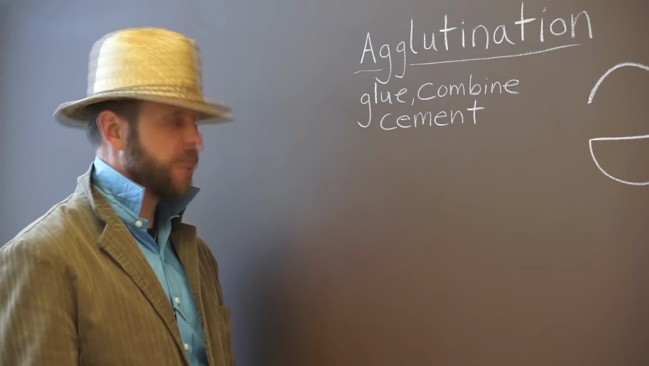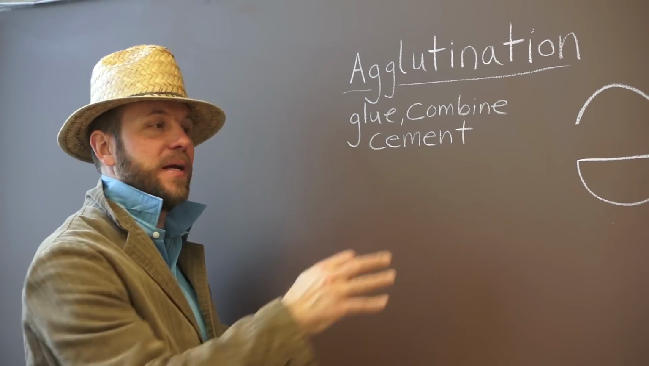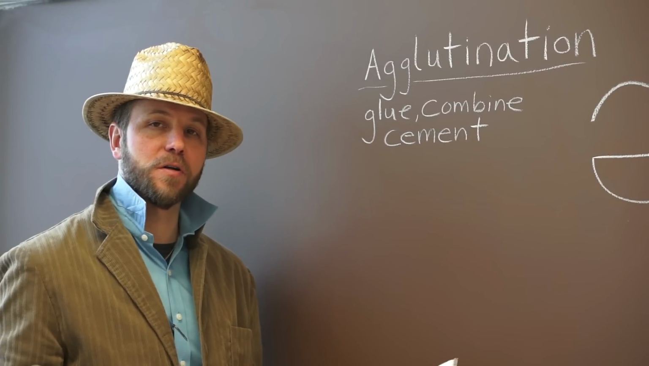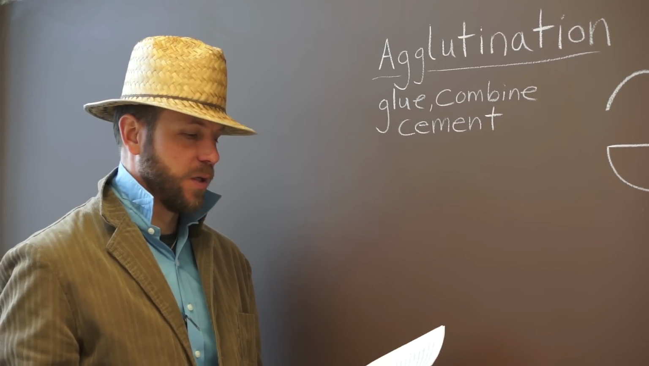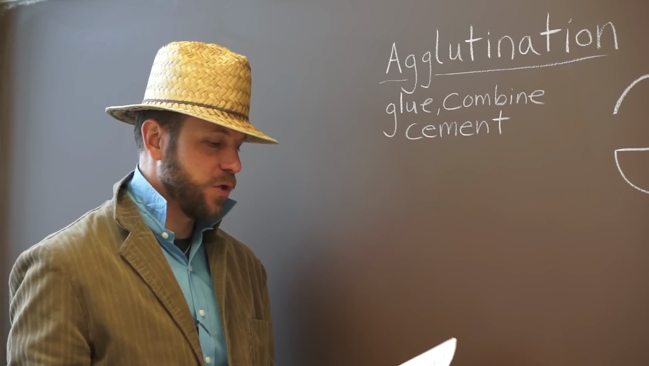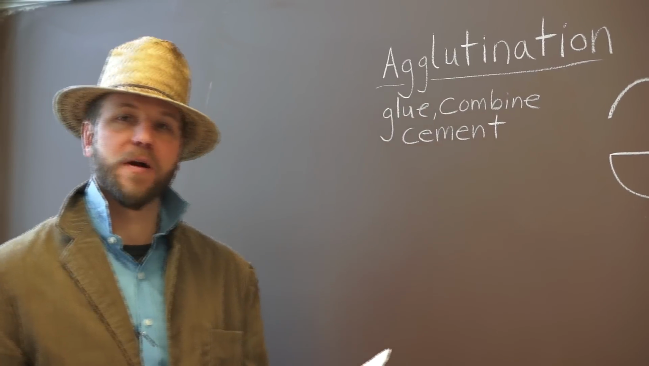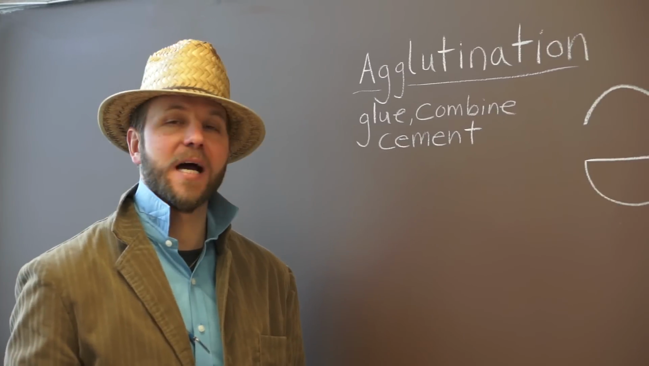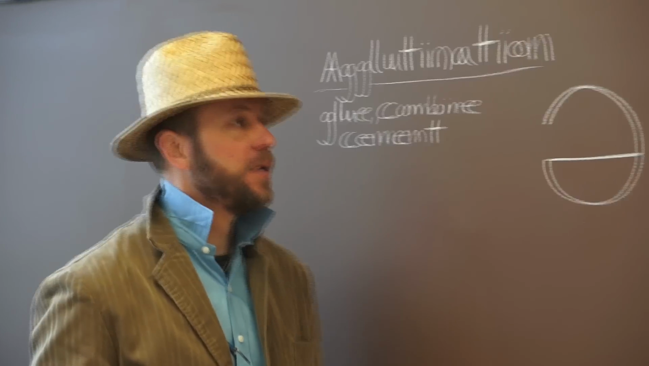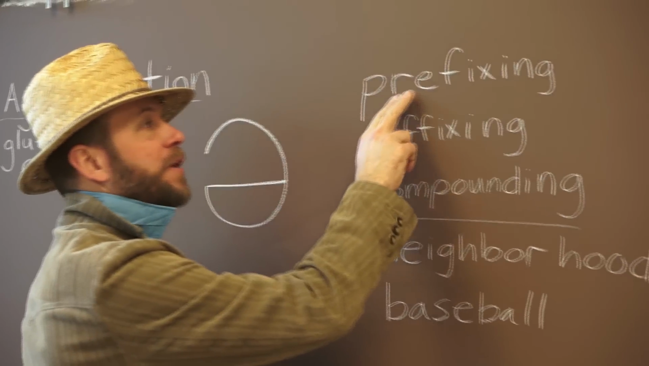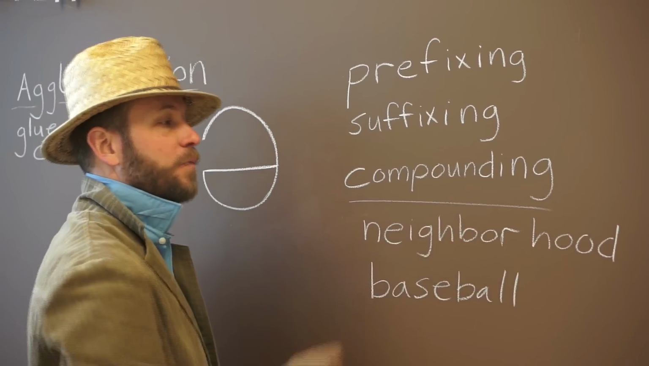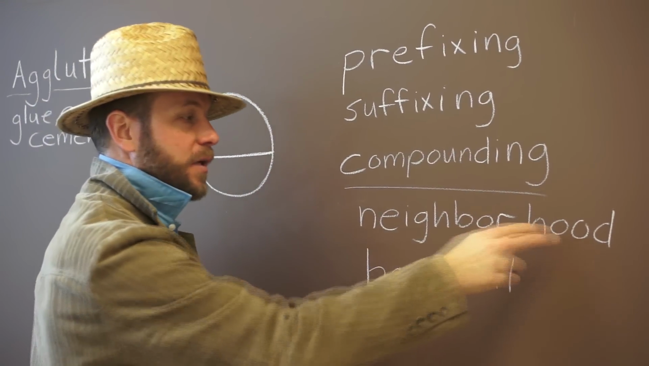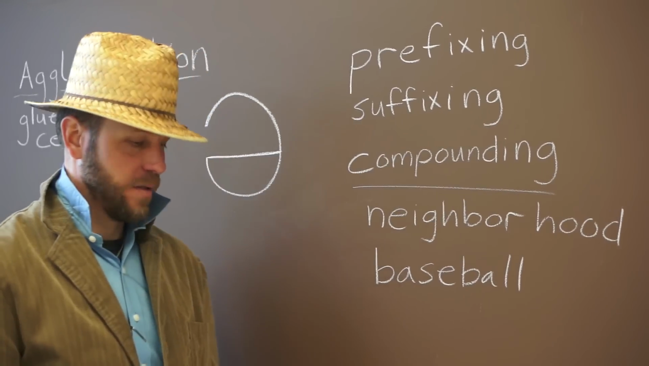Agglutination is the process of gluing, combining, or cementing words or parts of words, which are called morphemes, together to make new words. Hopefully the new words have a new and enhanced meaning, and if we're very lucky, the new words form an entirely new concept. All prefixing in language, suffixing, and compounding of words, like neighborhood and baseball, demonstrate agglutination.